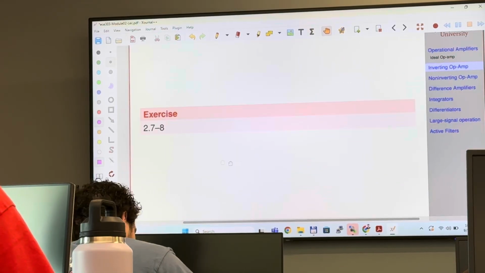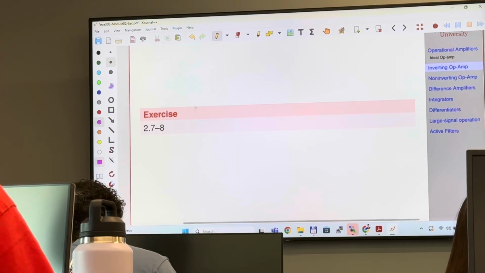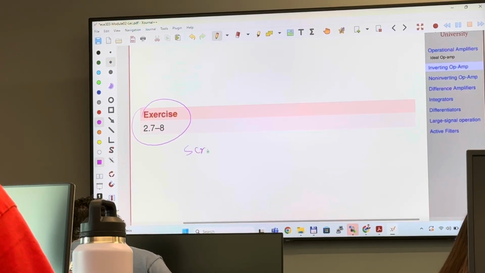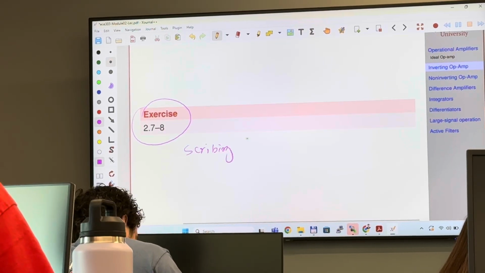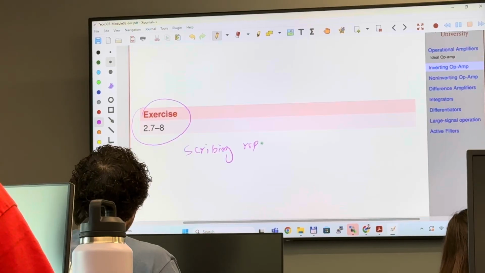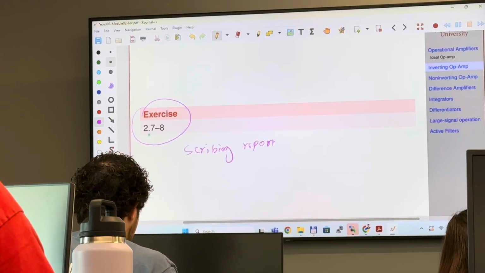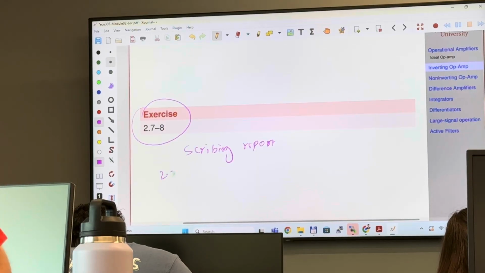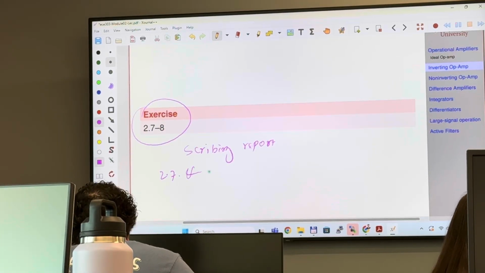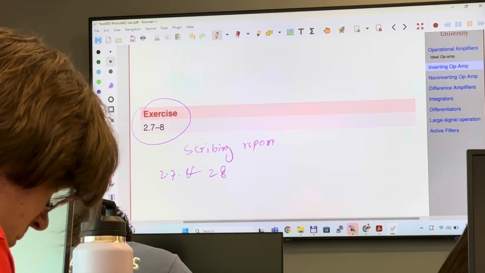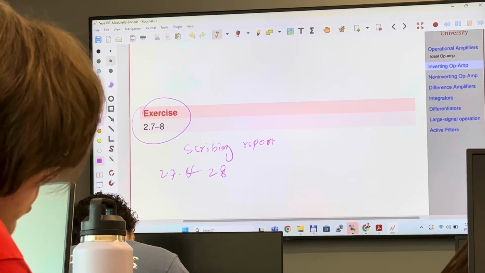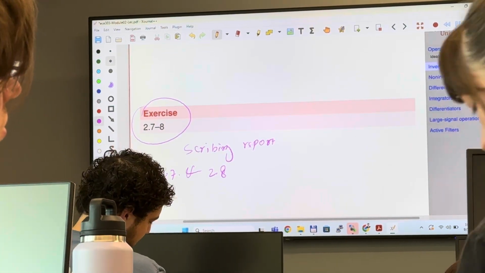So I gave some exercise. Please include this exercise in your scribing. Exercise 2.7. Whatever I have in my slide, whatever annotation I have, plus these two exercises would be in your slide.